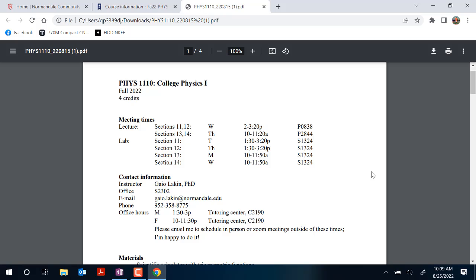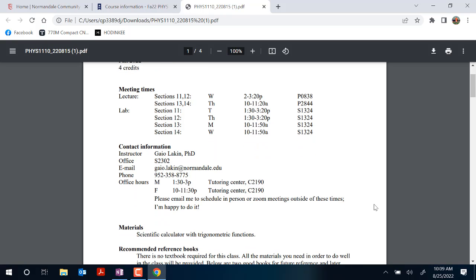So this is College Physics 1. The format is shown in those meeting times. Everybody has one lecture and one lab a week. Some weeks we'll cancel lab. I'll put that in the D2L announcements.